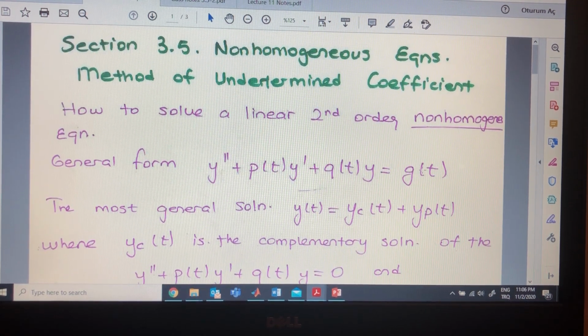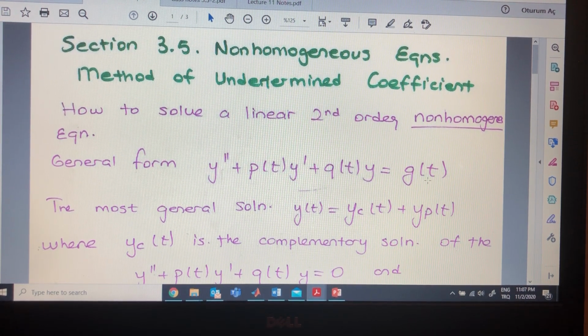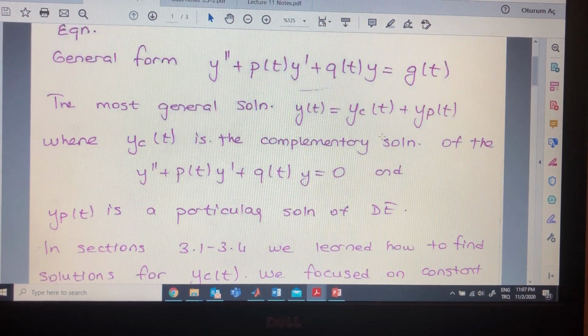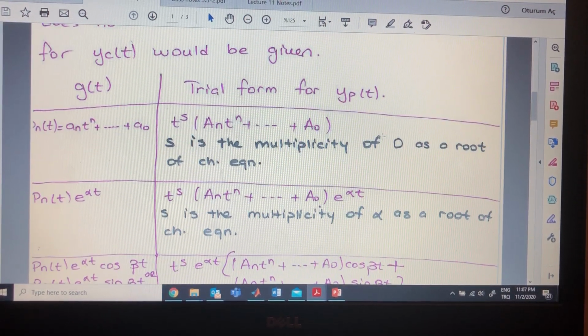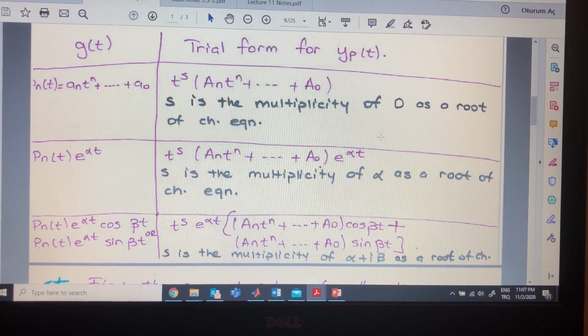For the first method, we will talk about the method of undetermined coefficients. For this method, if your right hand side is either a polynomial, an exponential, or sine and cosine, if you have these kinds of functions for g of t, you can use the method of undetermined coefficients easily. Let's see how we are using it. I will give you this table and I want you to understand this table very well. G of t is one column and we have the trial form for the particular solution.